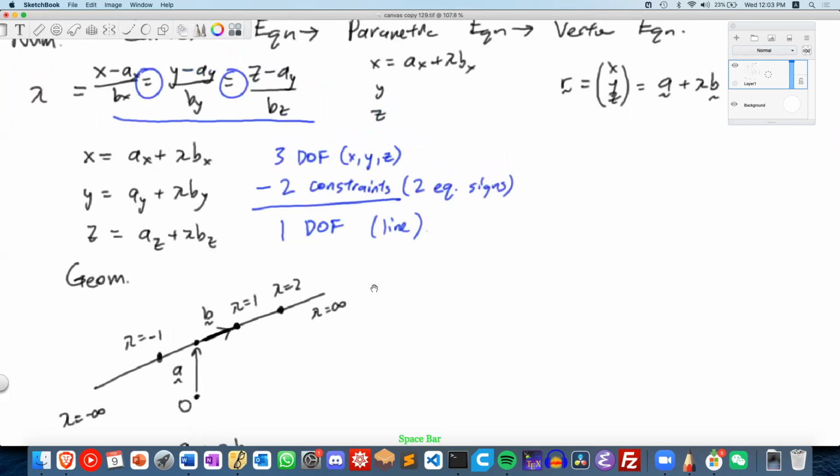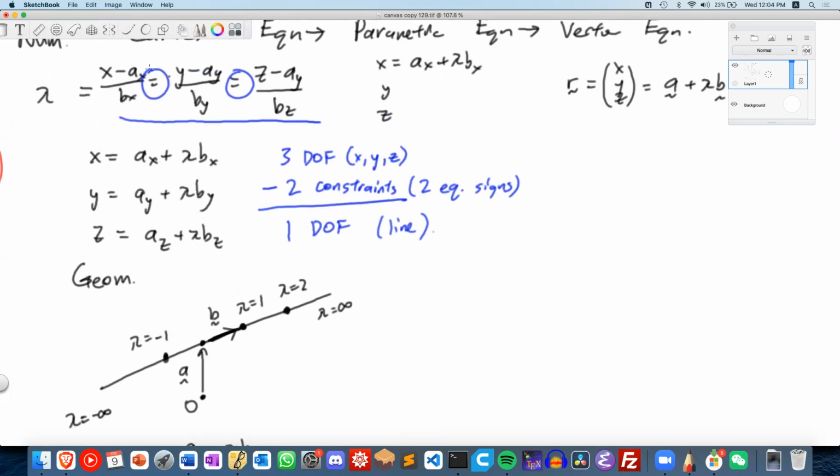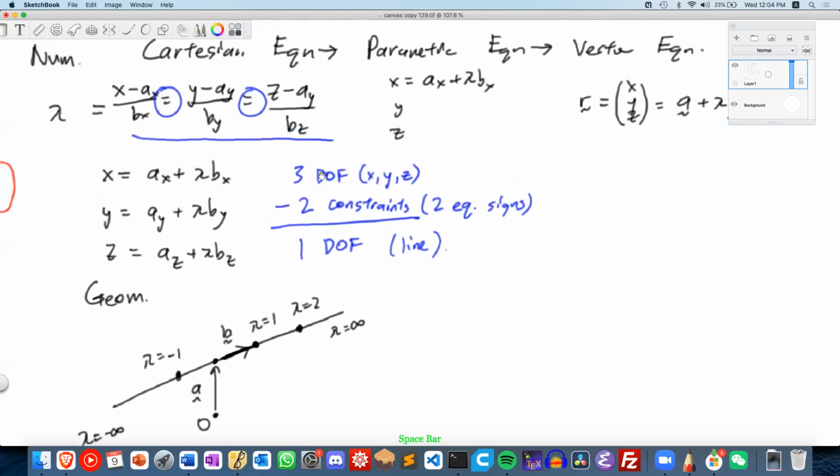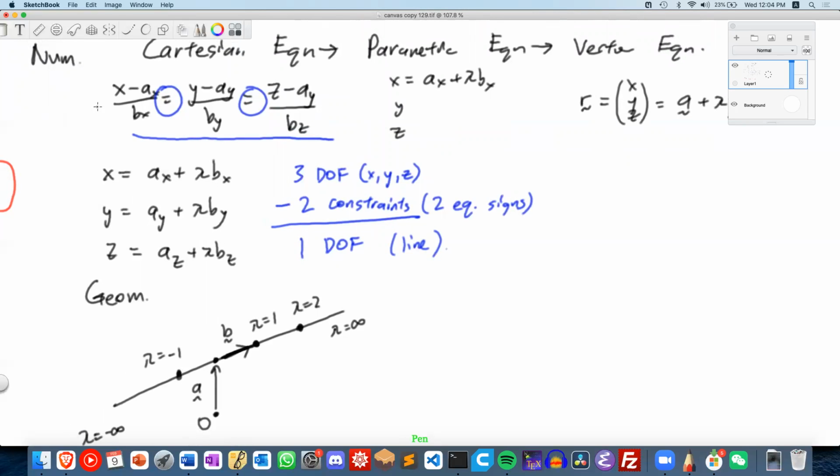But why do we set this expression equal to lambda? It's because at this moment, the Cartesian equation, before having the lambda here, is an equation of constraints. Basically, we are free to choose any value of x we want, but the moment we choose a particular value of x, the y and the z are automatically constrained because they must satisfy this equation.